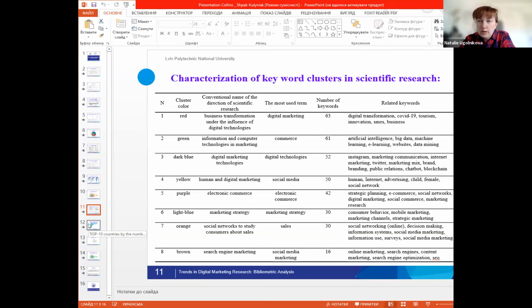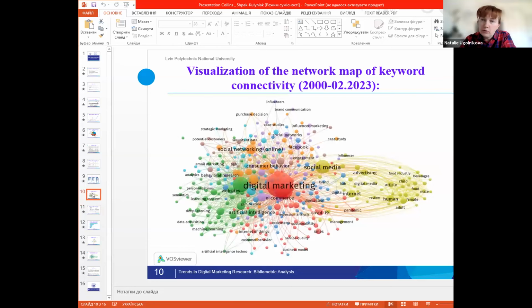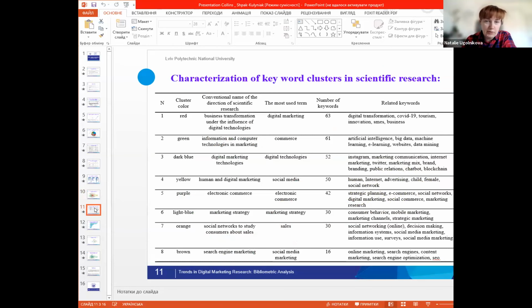Well, Nataliia, I have a question for you. So this list of related keywords, let's come back to the table. It was really fine. So what was the basis for forming this list? And what was the basis of attaching these related keywords to the conventional name of the direction of scientific research?